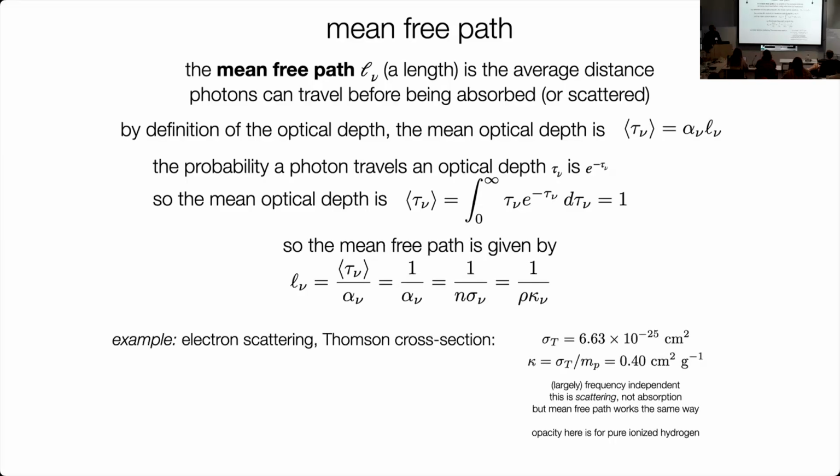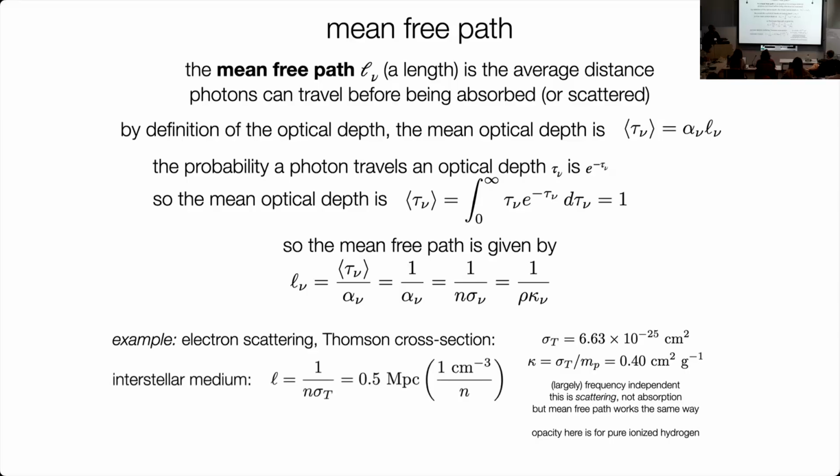Okay. So for example, this is a scattering example. It doesn't have to be, it could be absorption. For electron scattering, you have a photon and some free electron. Here's the Thomson scattering cross section, sigma. So you just need the number density of free electrons. You multiply those two together, and that tells you the optical depth. Or you can do it in terms of the opacity, and we saw this again in Brian's slides. That was the opacity for pure ionized hydrogen. It depends on how many free electrons you have per unit mass.